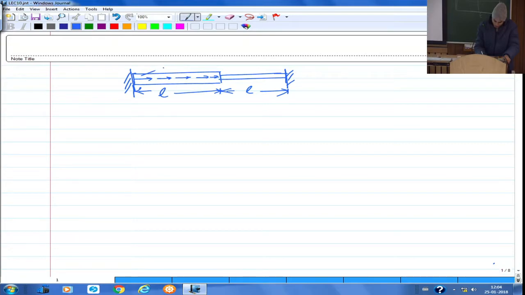Only thing is, let us say E is Young's modulus, which is the same, but the cross sectional area is different. So Young's modulus is E, but cross sectional area is A1. Here Young's modulus is again E, but cross sectional area is, let us say, A2. And you want to solve this problem, and the distributed force, let us say that it is constant.